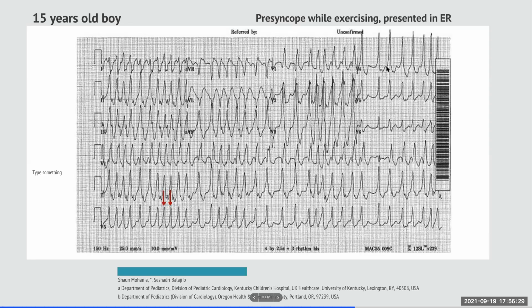Okay, fine. Look at this one. Can I convince you or not? Yeah, there's no significant downsloping, I think. Very good. So there is no S wave, there is a slurred upstroke of the QRS here. If you look more carefully now here in the inferior leads, look at this one. Is this a delta wave? Yes, wonderful. So this is a delta wave and this is atrial fibrillation.